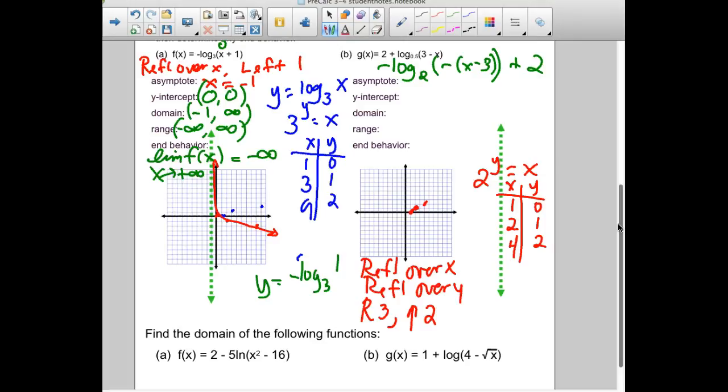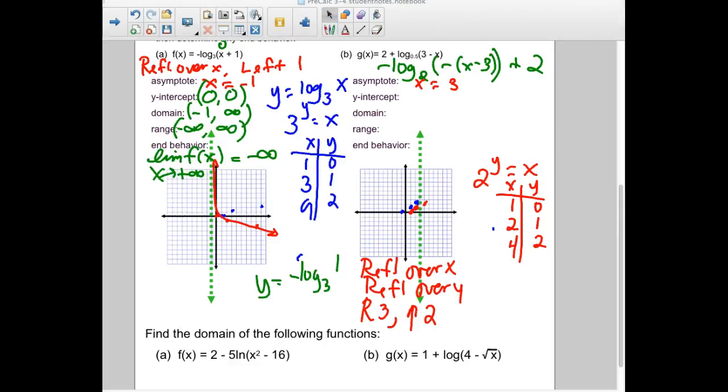All right, asymptote moves to where? Okay, for shifting right 3, we're going to move that asymptote over here. All right, so we have to take those 3 dots, reflect them over x, reflect them over y, right 3, and up 2. All right, I'm going to pause the video. You guys go ahead and move the points. Okay, let's check your points. You should have a dot at negative 1, 0. You should have one at 1, 1 and at 2, 2.